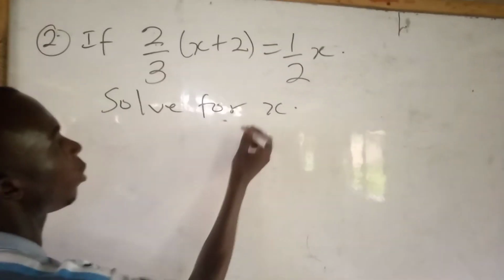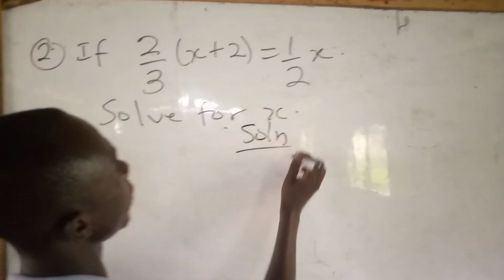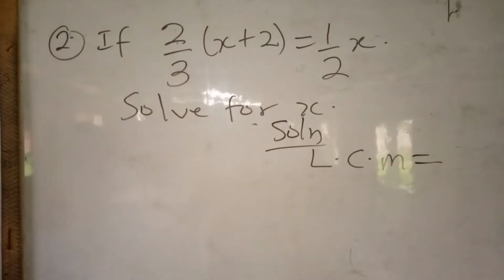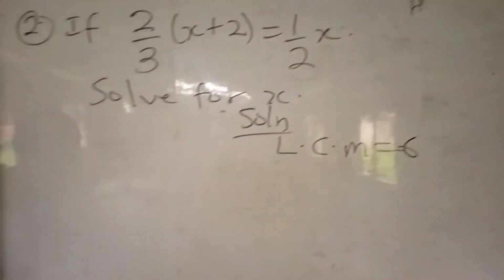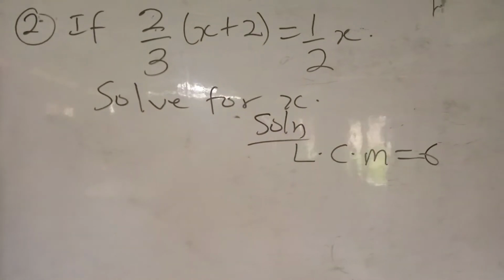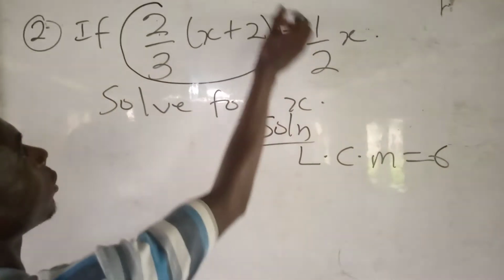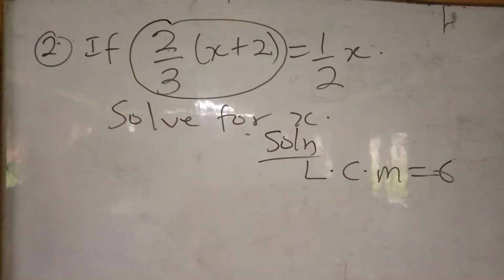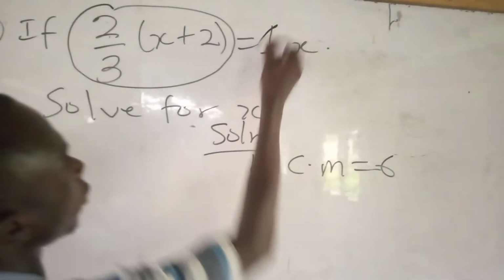Now we have two fractions, and to solve this one we find our LCM. So the least common multiple for this question is 6, because by now we all know how to find our LCM. You multiply through by the LCM to eliminate our fraction. So this is one term, and always if a fraction is attached to a bracket, we take it as one term, but not two terms. This is also another term.